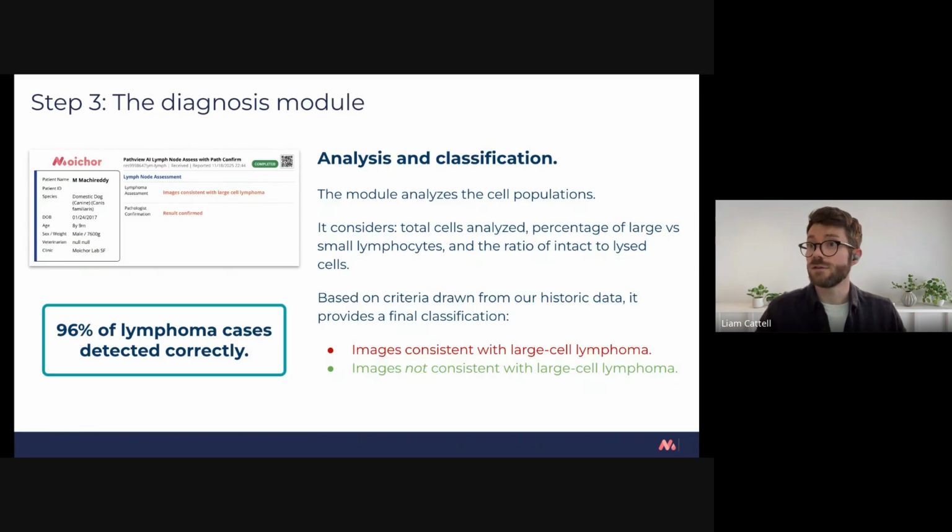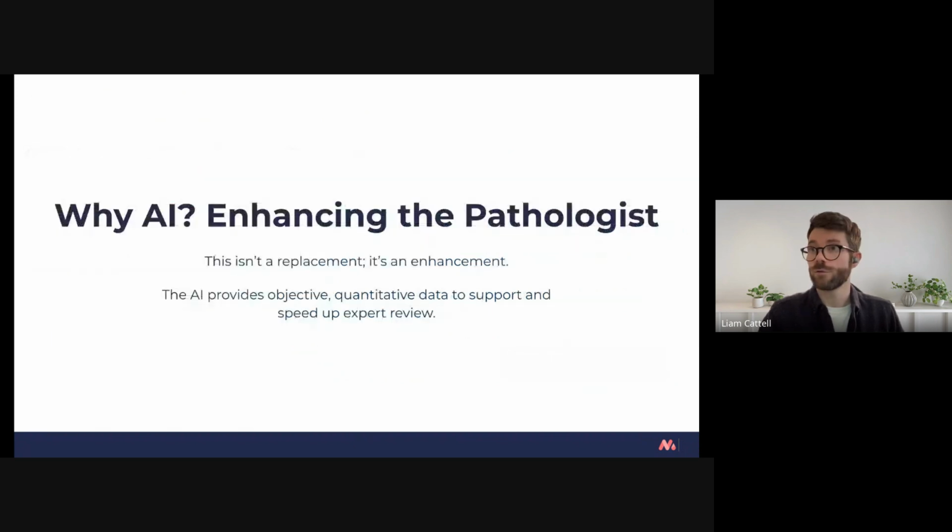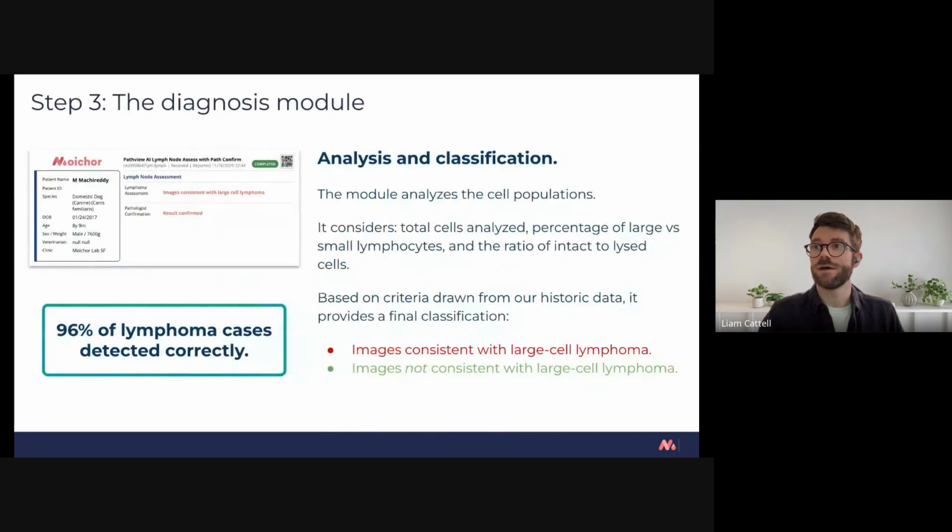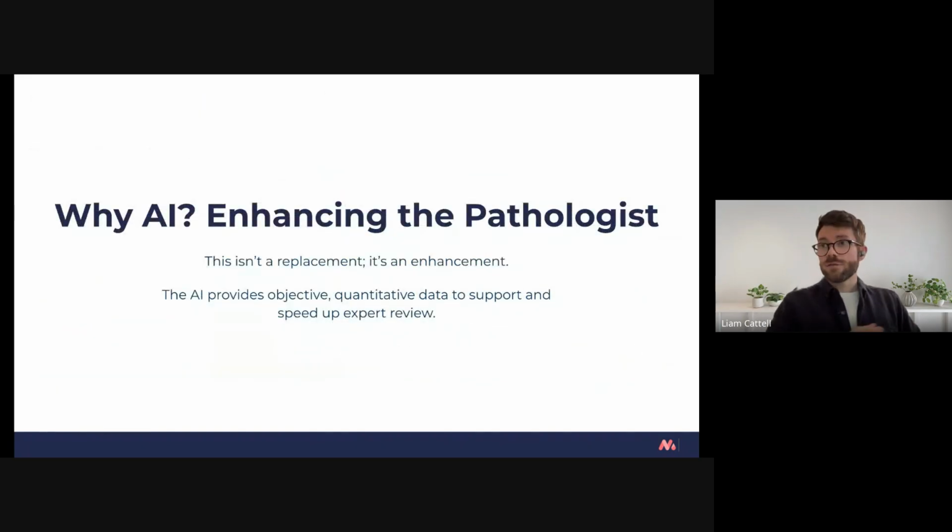With the current validation data from slides we have received from customers that have done lymph node aspirates, this system has detected lymphoma correctly in 96% of the cases. So there is definite room for improvement, but we're very happy with this accuracy so far.